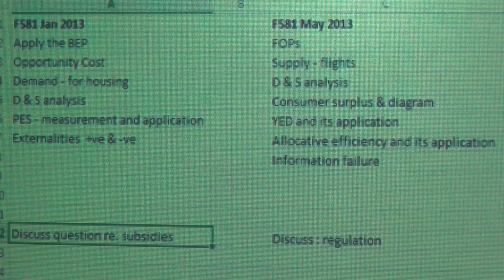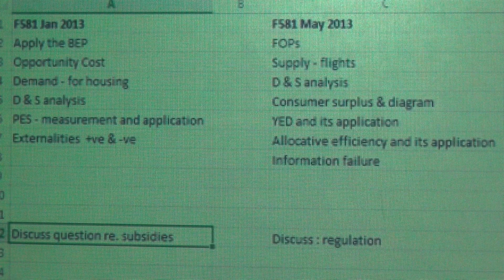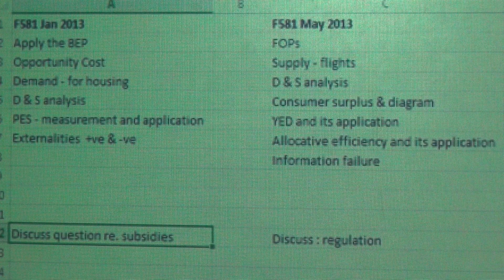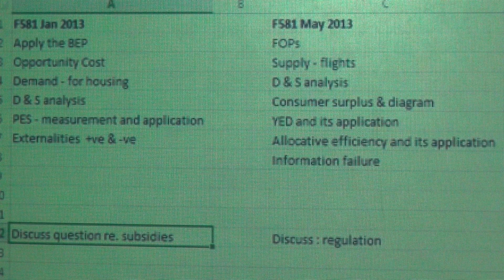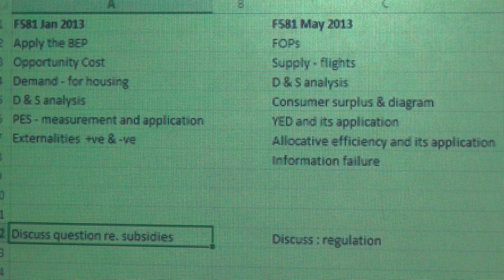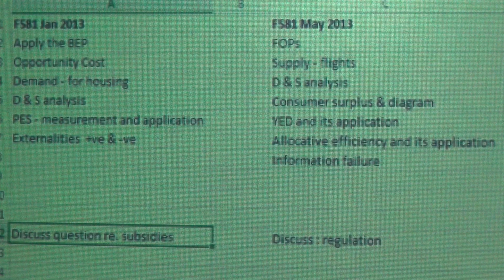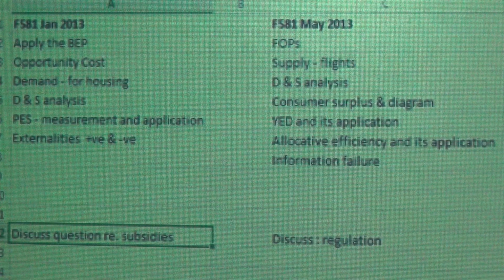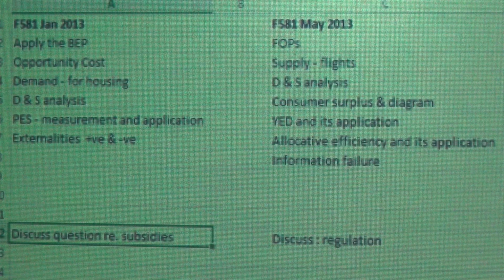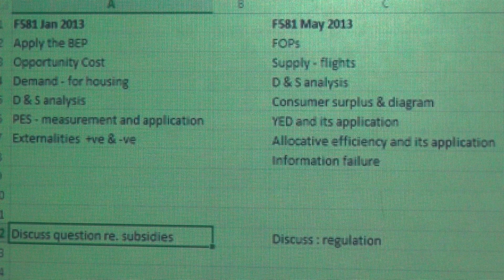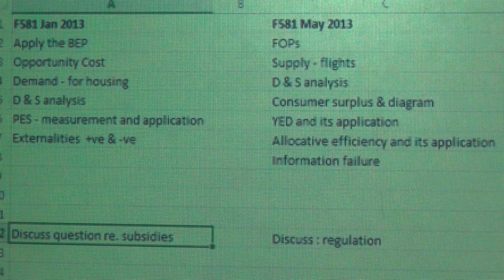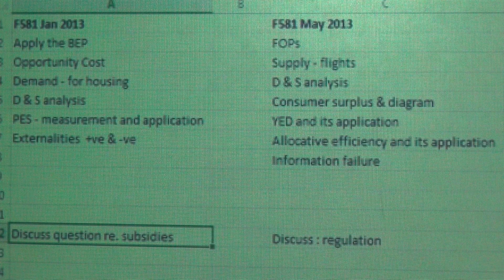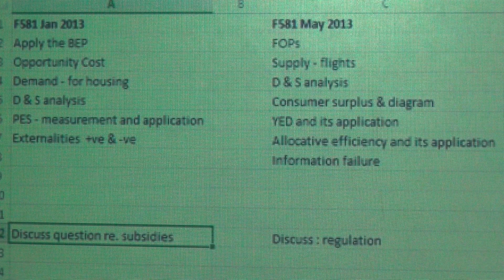So, in front of you, you can see the F581 January 2013, and we've got a brief summary of the questions that were asked in that particular session. So, the first question was with regard to the basic economic problem, and how best to apply the basic economic problem. So there was a 2-mark question, I think, on that.